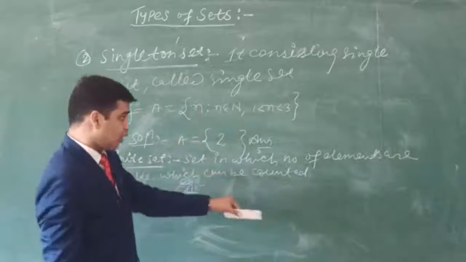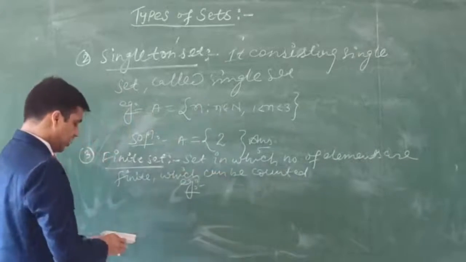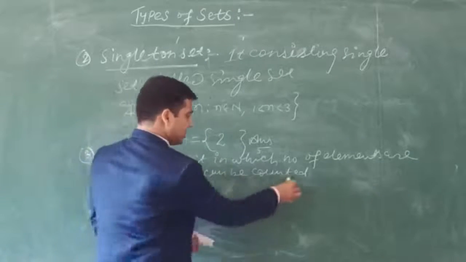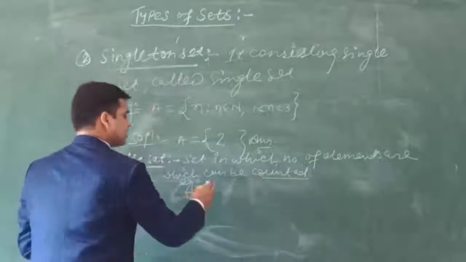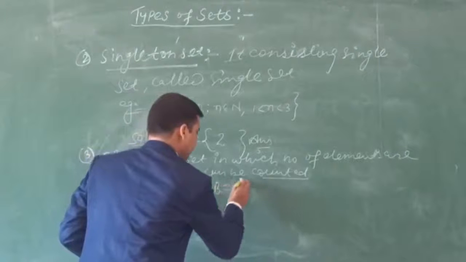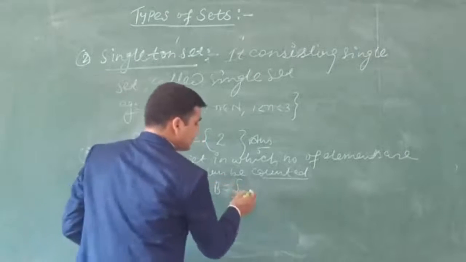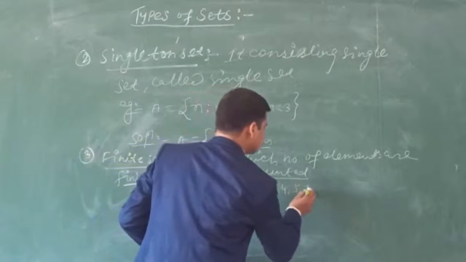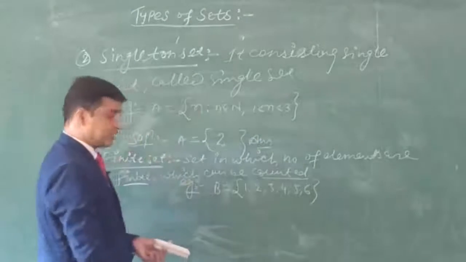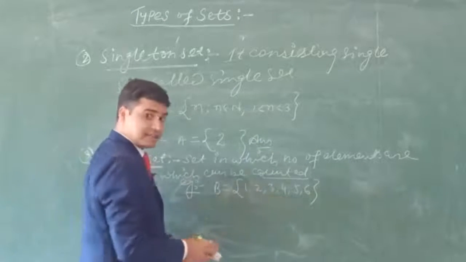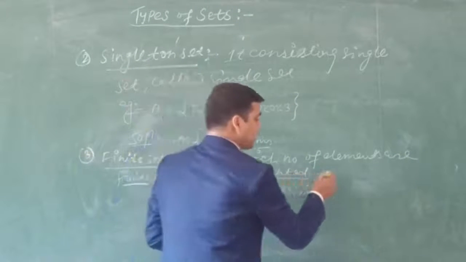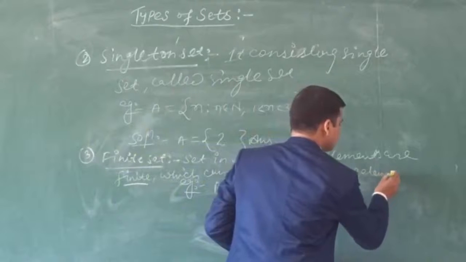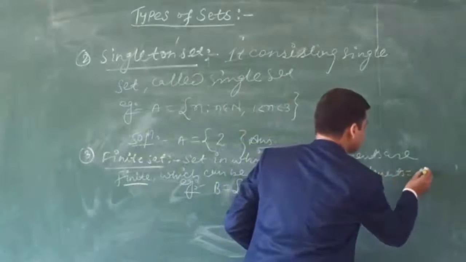Set in which the number of elements are finite, which can be counted. Okay, now see this here. For example, I am taking here set, suppose set B, and inside this I am taking the elements 1, 2, 3, 4, 5 and 6. So these are the elements of set B. So total number of elements, how many elements are there? 6. So I can write here number of elements are 6, which is countable.